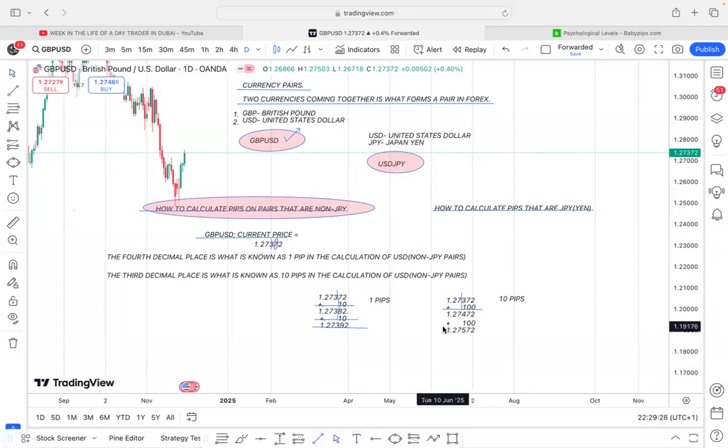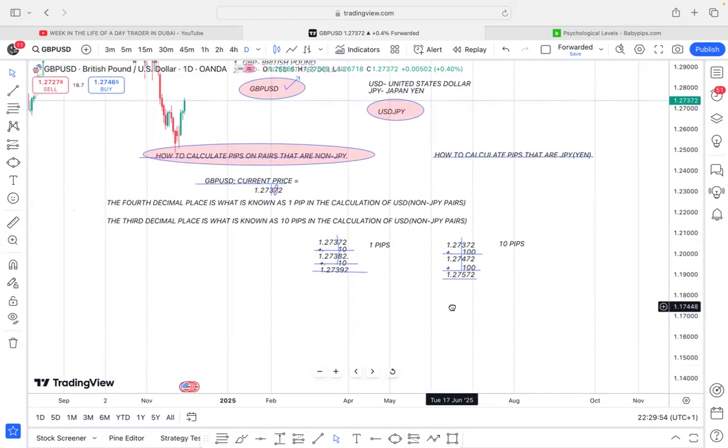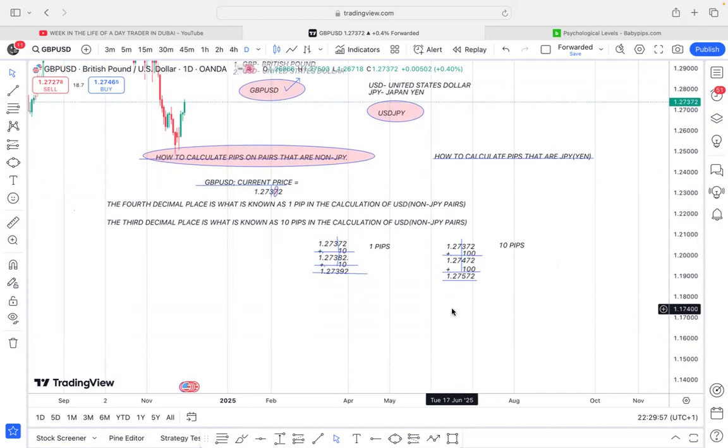I'm sure you know how to do the mathematics calculation. See, 27472: 0 plus 2 is 2, 0 plus 7 is 7, 1 plus 4 is 5, and so on. That's how you get your 10 pips calculation on pairs like this. You can see that's the third decimal place. Now, the second decimal place is where you count your 100 pips.